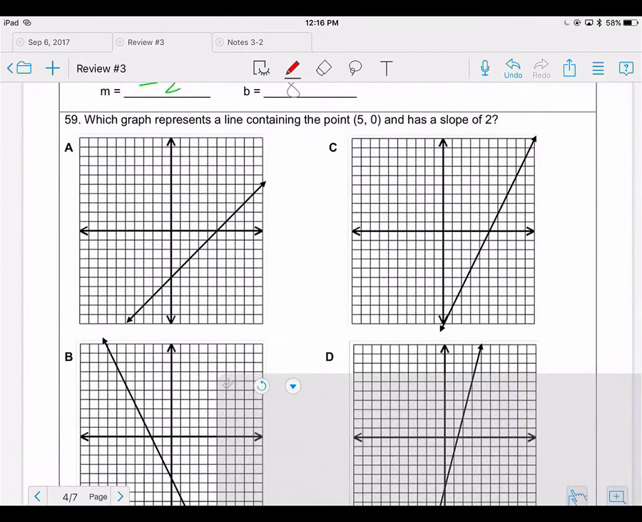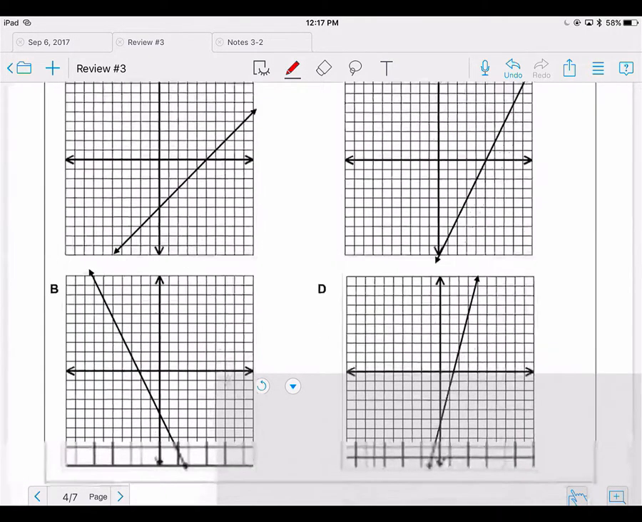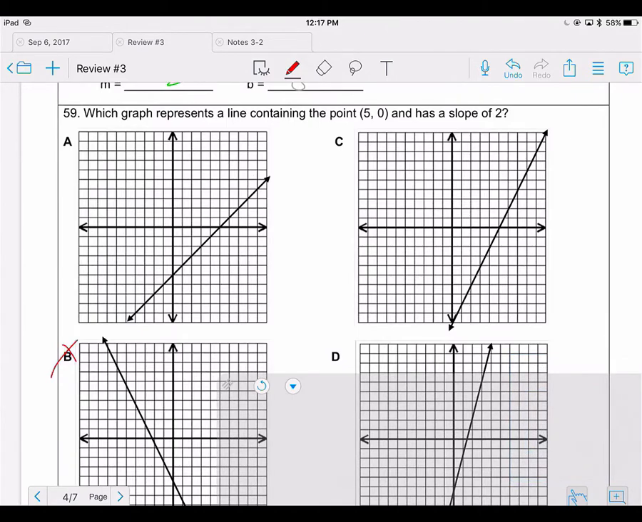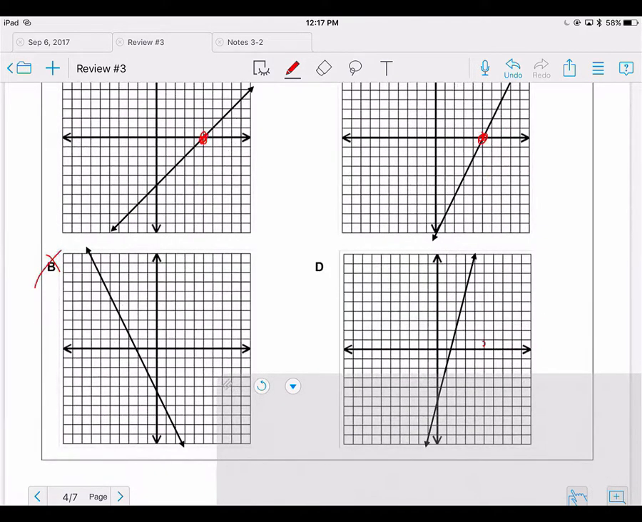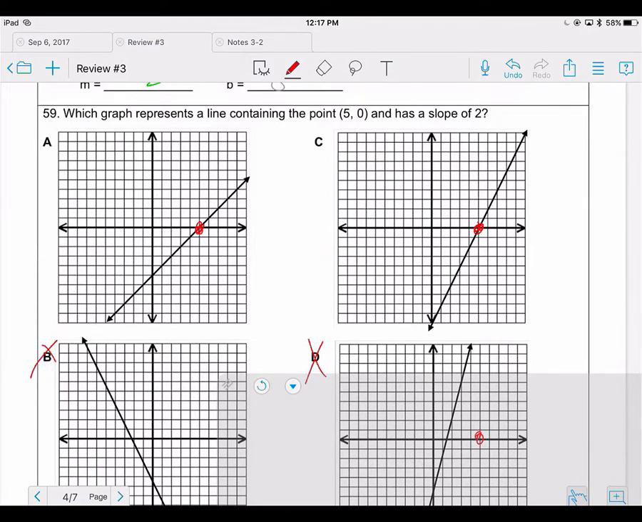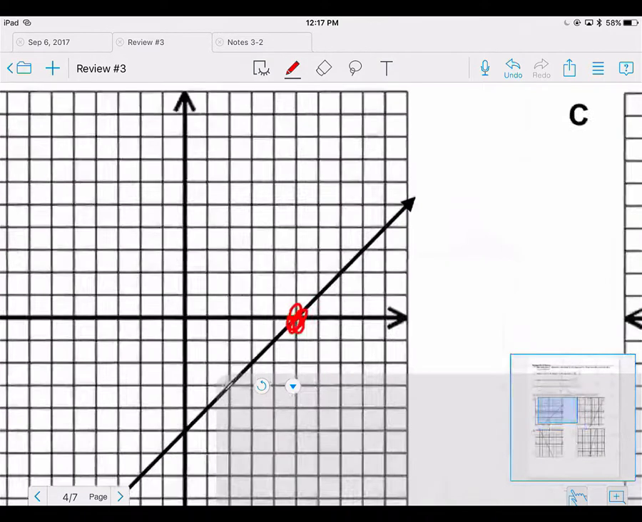Problem 15 asks which graph of a line represents a point containing 5, 0 and a slope of 2. Now I can immediately mark out B because it does not have a positive slope. Containing the point 5, 0 would be going to the right 5 and nowhere up or down. And D does not contain that point. So without really looking for anything, I can knock out one that has a negative slope and one that does not contain that point. Now I just have to figure out which of these has that slope.